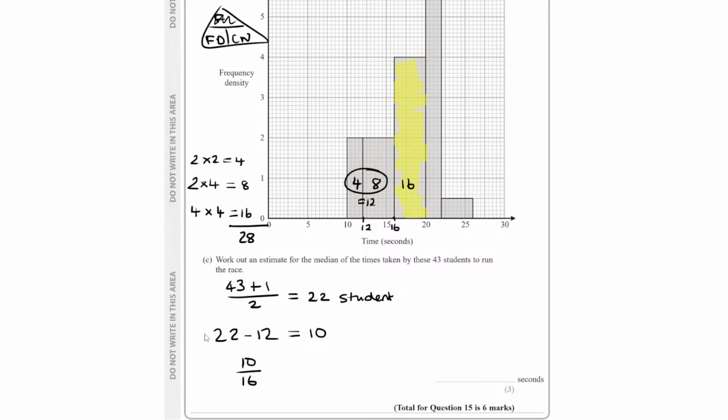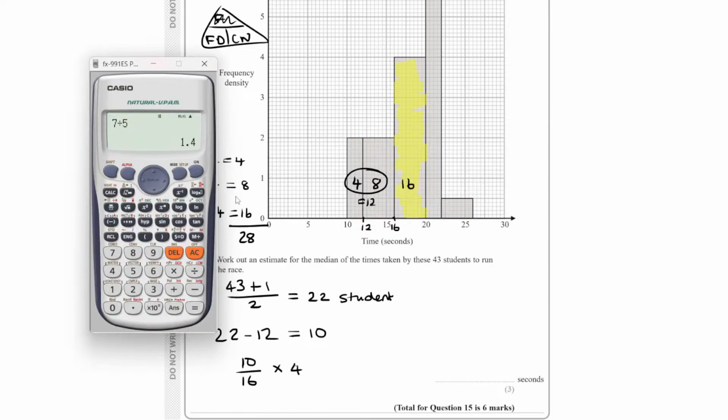Hopefully that bit makes sense, because I think that's the most complicated bit. And then because that's basically a proportion, I just multiply that by the class width. So the width is 4, isn't it? 16 to 20. Times that by 4, so let's get our calculator. 10 over 16, or 5 over 8, I guess. Times 4 gives us 5 over 2, which actually, let's get it as a decimal, 2.5.